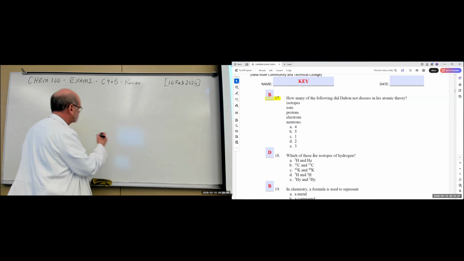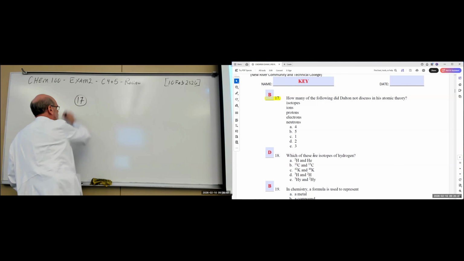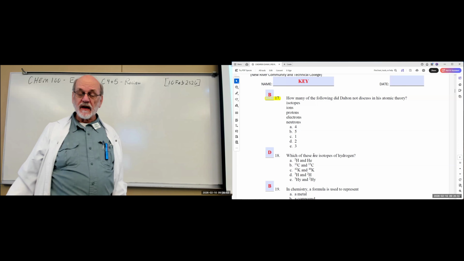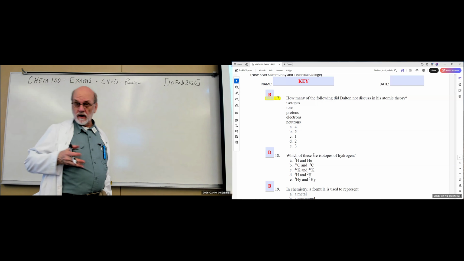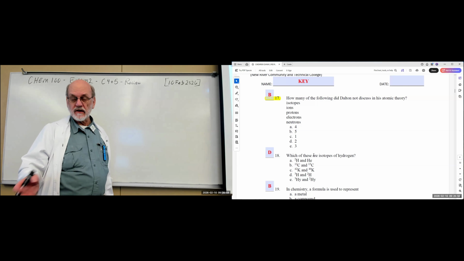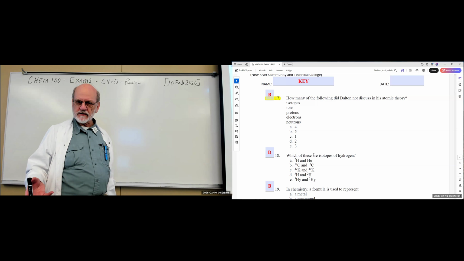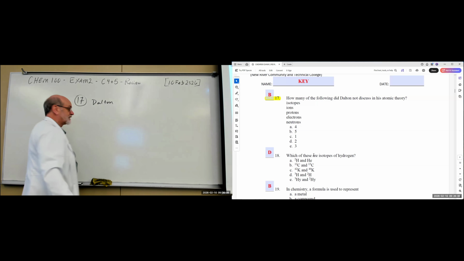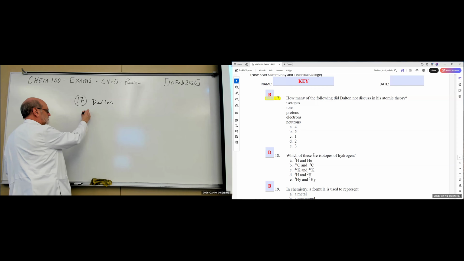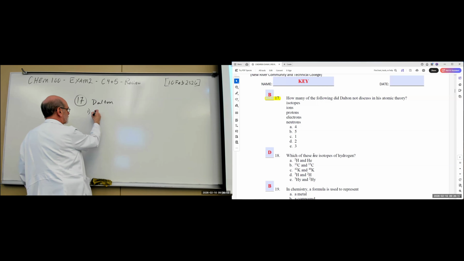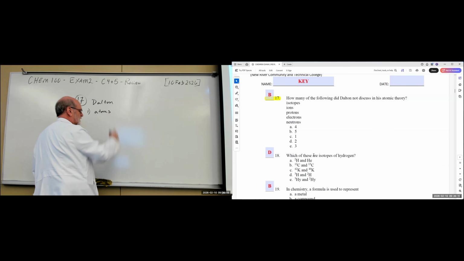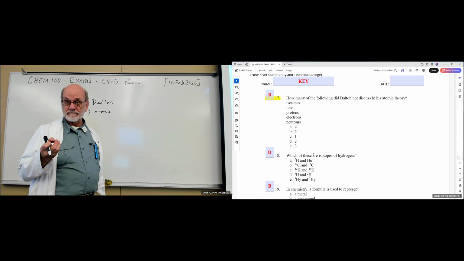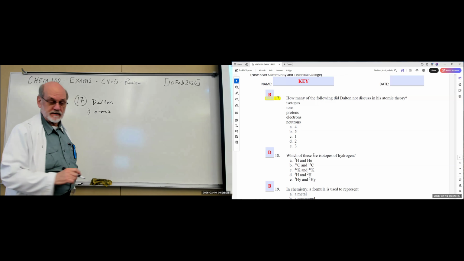Number 17. How many of the following did Dalton not discuss in his atomic theory? So you need to understand what Dalton's atomic theory is. What are the postulates of Dalton's atomic theory? What's the first one? All right, first one is atoms. Every substance is made up of small, indivisible parts. He got that from the Greeks.